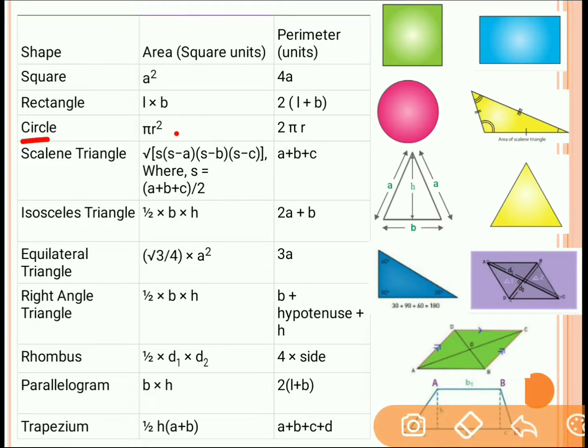Circle, area of circle is pi r square and perimeter of the circle is nothing but the length of the circumference of the circle, which is equal to 2 pi r.